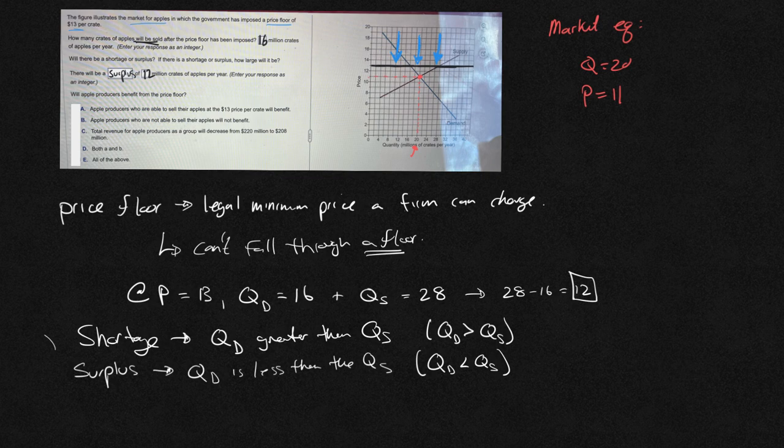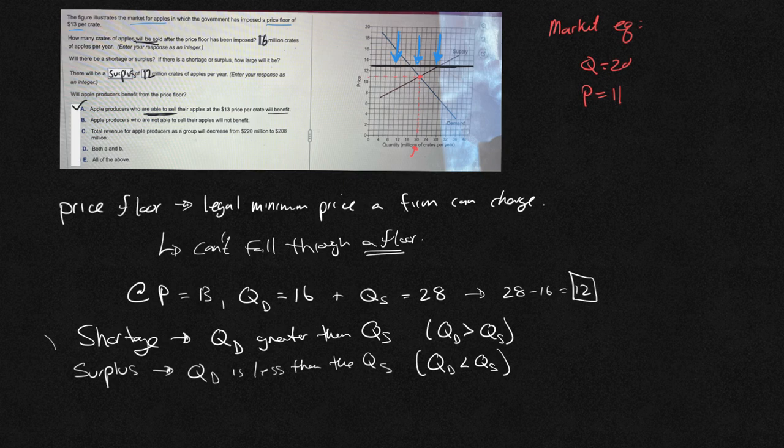So the first one, apple producers who are able to sell their apples at 13 per crate will benefit. Well, that makes sense because before they could do 11, now they can do 13. So if they are able to sell them, we know not everyone will be, but if they are able to sell them, they will benefit. So yes, let's put a little check mark next to A. But we have to see, like, there's the possibility, right, of both A and B or all the above, so we have to check all of them.